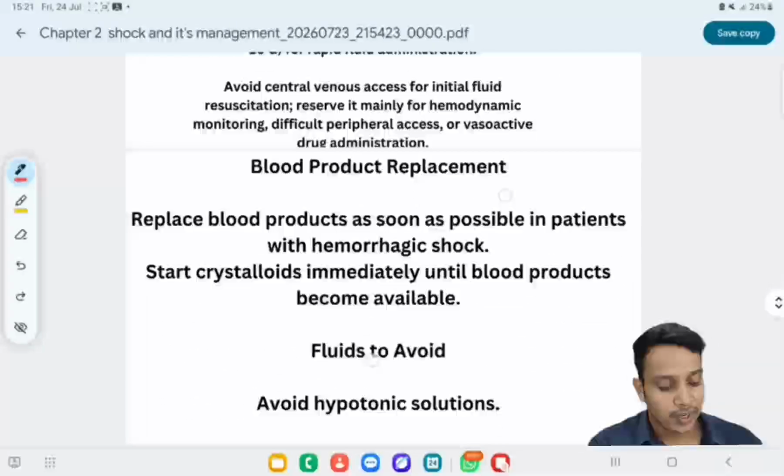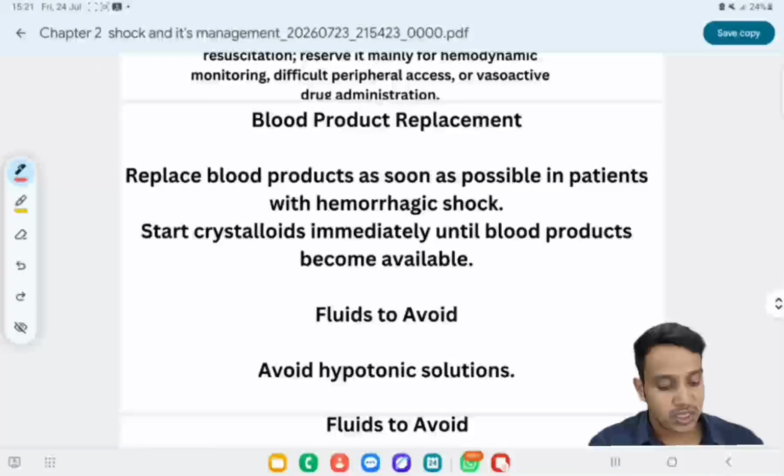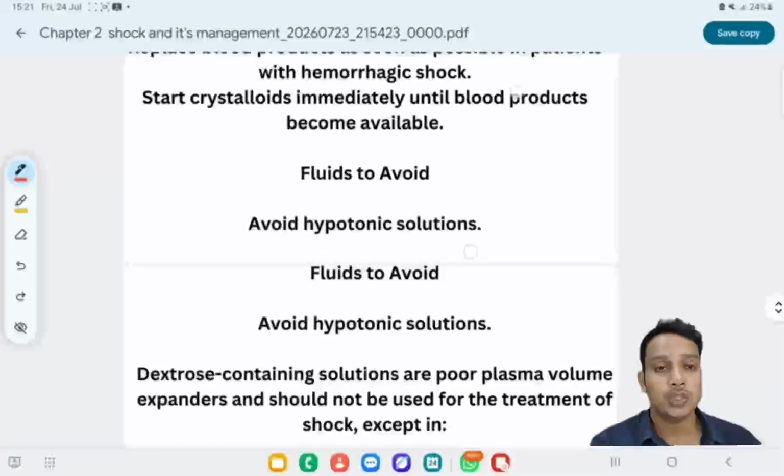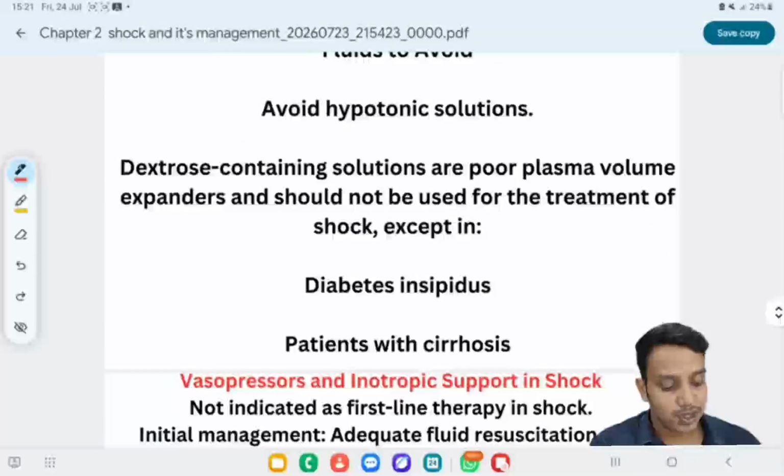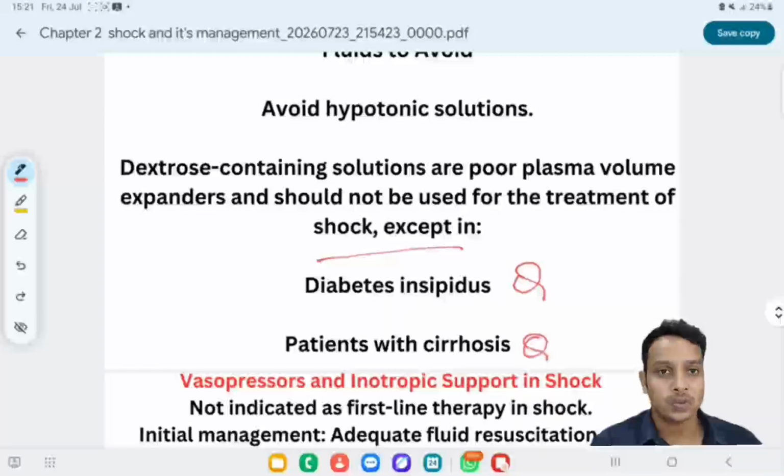Fluids to be avoided: avoid hypotonic and dextrose containing solutions, because these are poor plasma volume expanders and should not be used in the treatment of shock, except in diabetes insipidus and patients with cirrhosis, because these patients are already in a volume overload state. In that case you can use the dextrose solutions, but not in all types of shock.